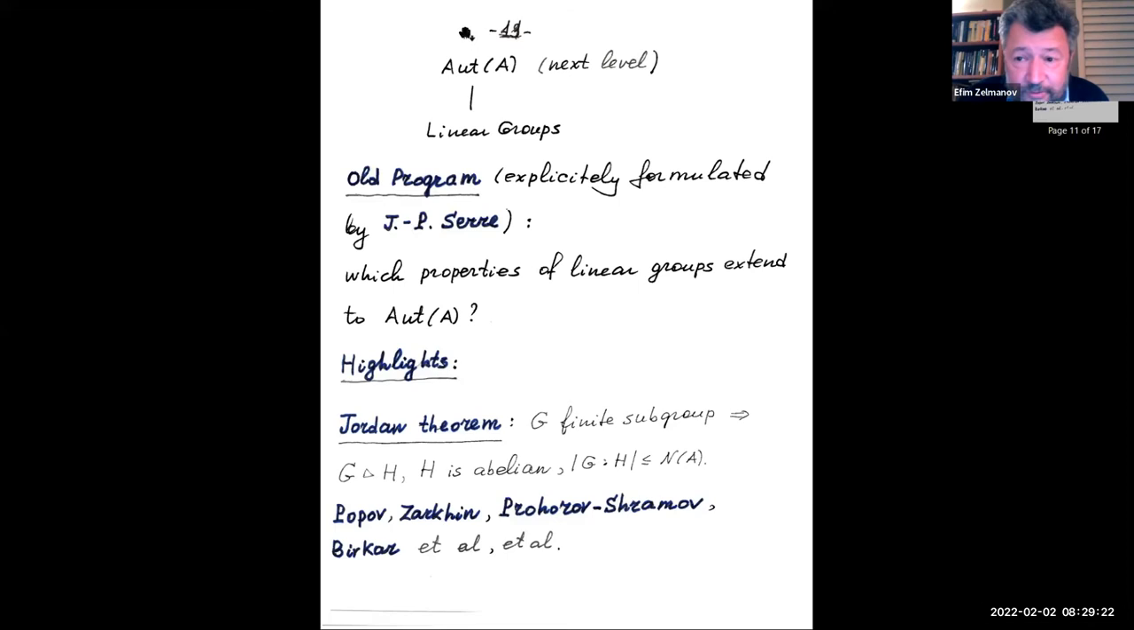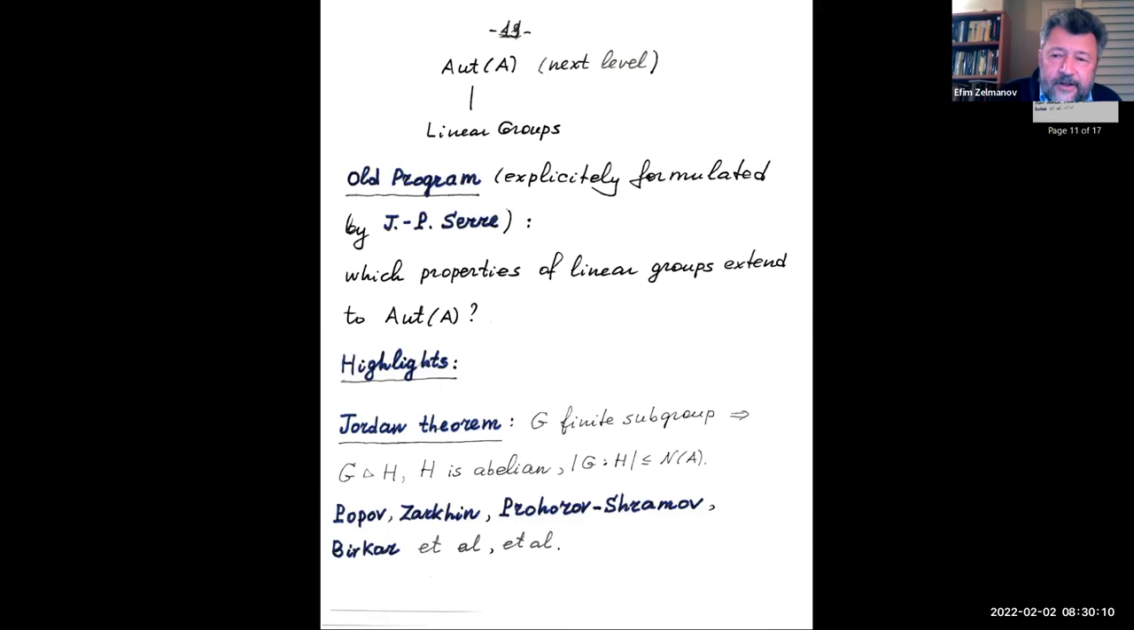And there is an old program that attracted a lot of attention, that is certainly older than me. The program to extend theorems for linear groups to groups of polynomial automorphisms. So which properties of linear groups extend to groups of polynomial automorphisms? For example, explicitly, this program was formulated by Jean-Pierre Serre, but it existed before. I will mention some highlights of this program.